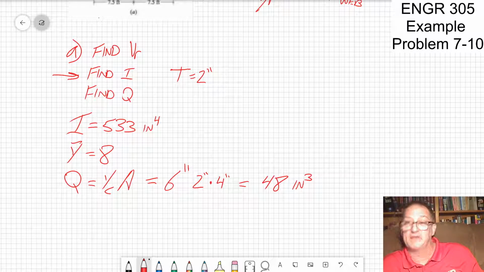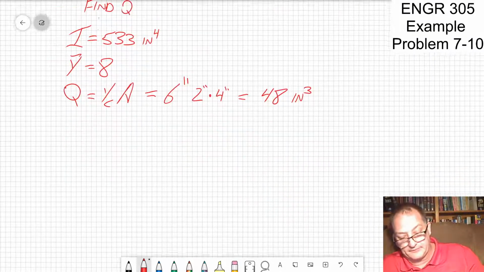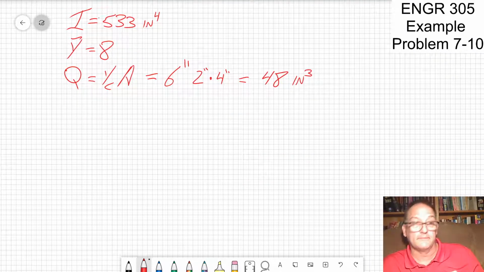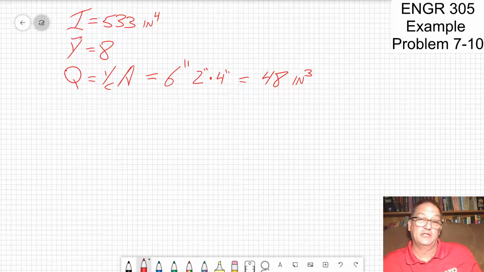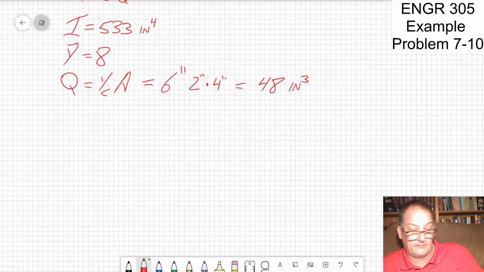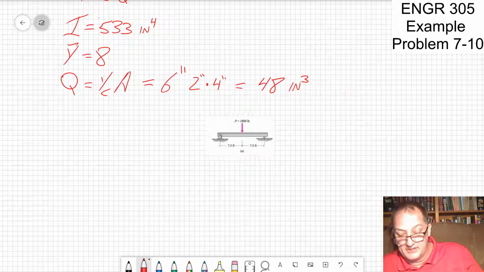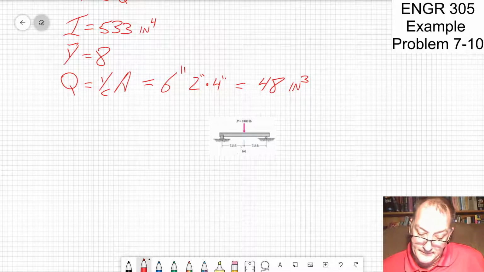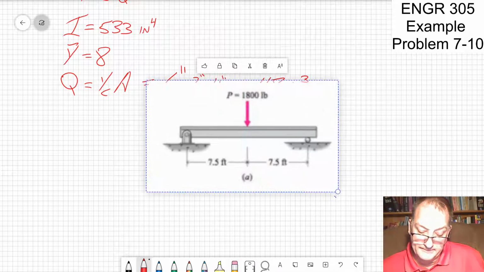I know T. I've got to find VR. Unfortunately. Well, no, VR is actually pretty easy. Let me paste this picture back in here for you. Or actually for me.